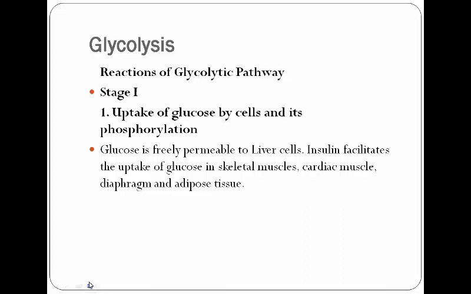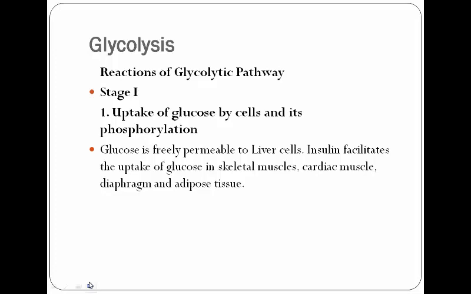Now we will see the stepwise reactions of the process of glycolysis. It is categorized into 4 stages. In stage 1, the first reaction is phosphorylation. So after the uptake of glucose by the cells, phosphorylation occurs in the process of glycolysis.